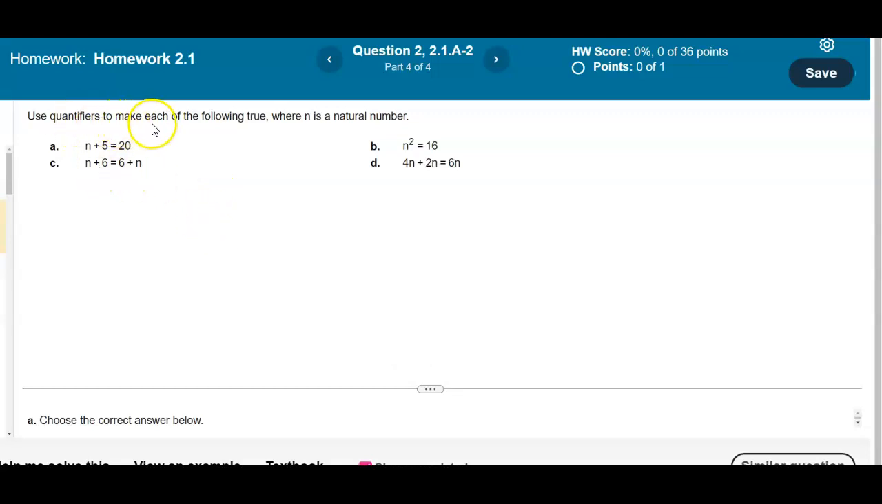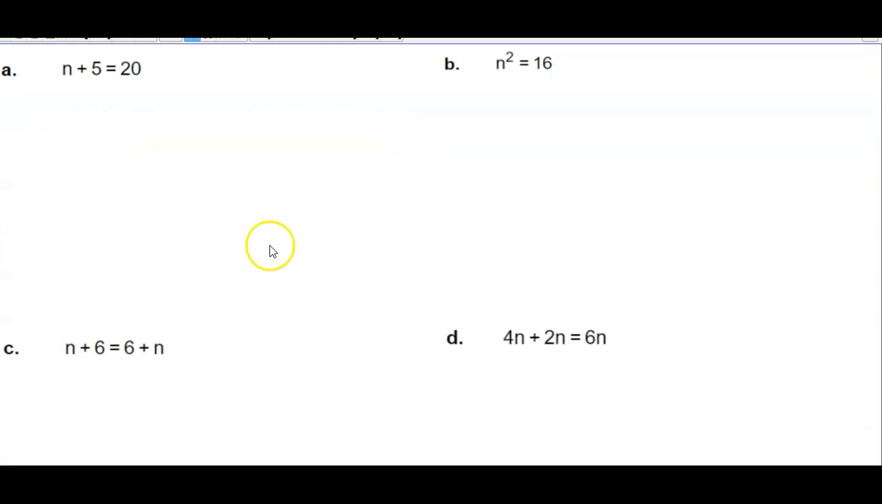Use quantifiers to make each of the following true, where n is a natural number. So let's take a look at these questions here. For A, if we wanted to solve this problem, we would subtract 5 from both sides. Then we would get n equal to 20 minus 5, which is 15. And therefore, 15 is a natural number.